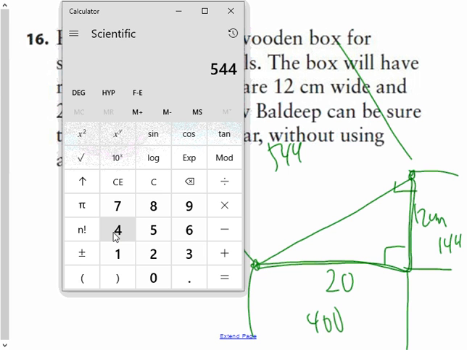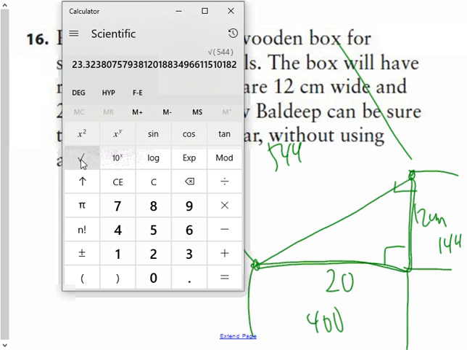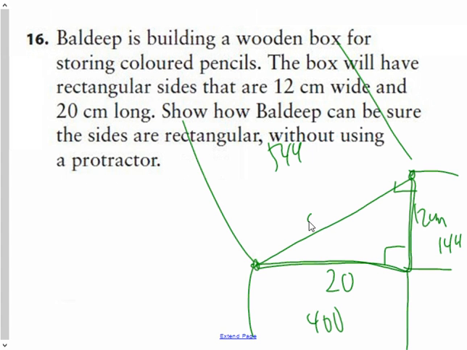So if I take 544 and press the square root button, what number times itself is 544? It's going to be approximately 23.3 centimeters long. So if he took a measure of the corner to corner of the box and it was roughly 23.3 centimeters, then he knew it's roughly 90 degrees. If the diagonal was only like 21.7, then he knows he has to open this up a little bit more until he has that distance of 23.3, at which point he would have his 90-degree angle.